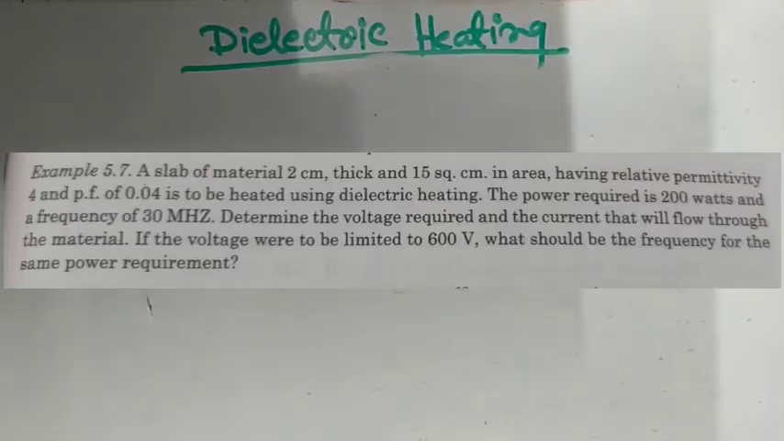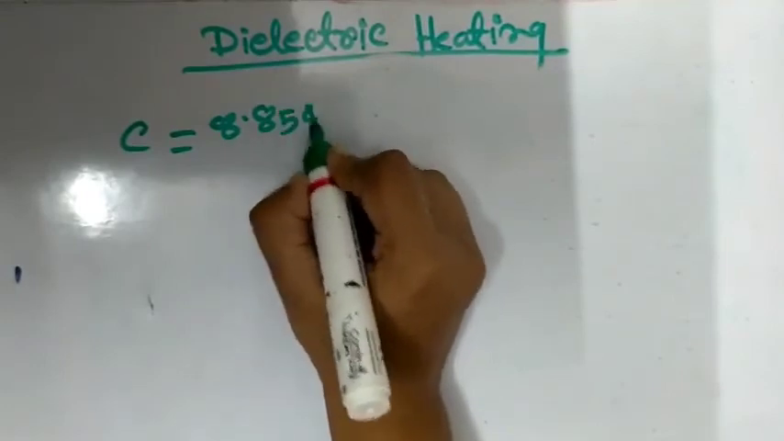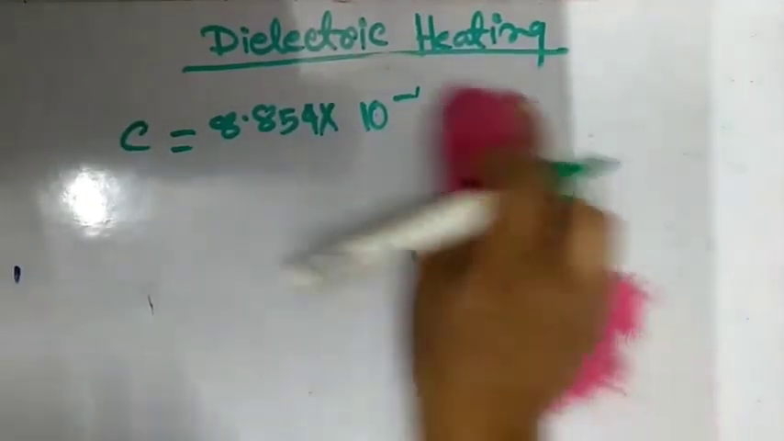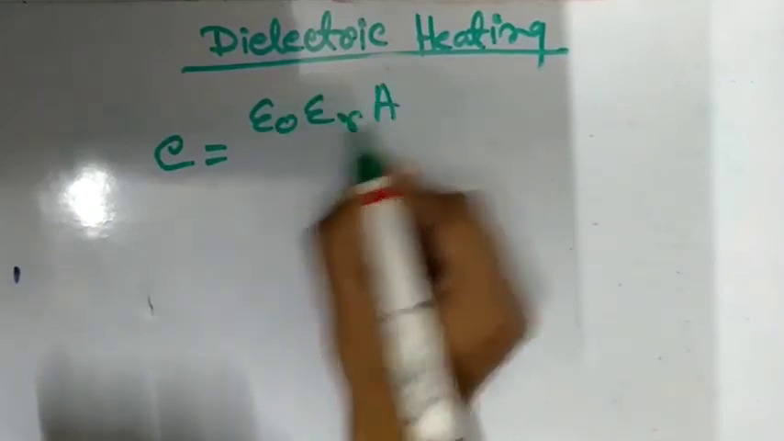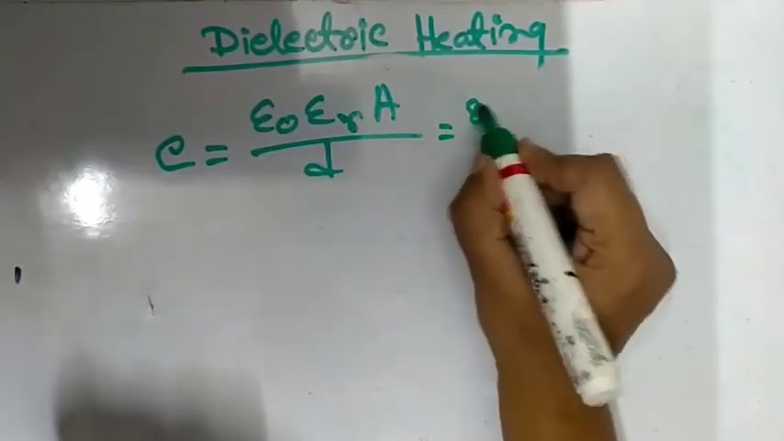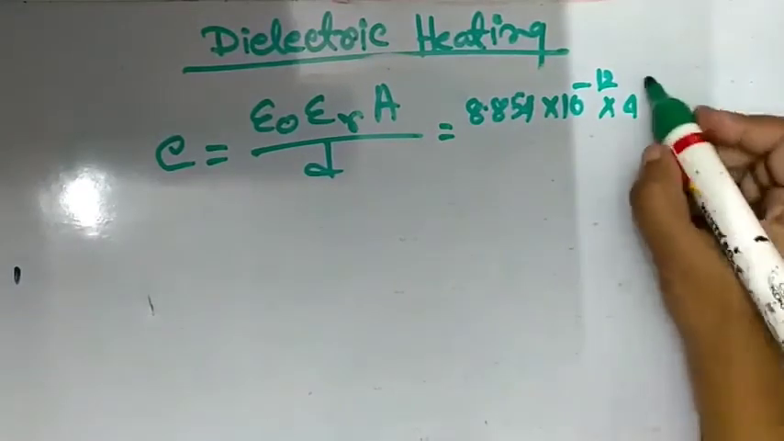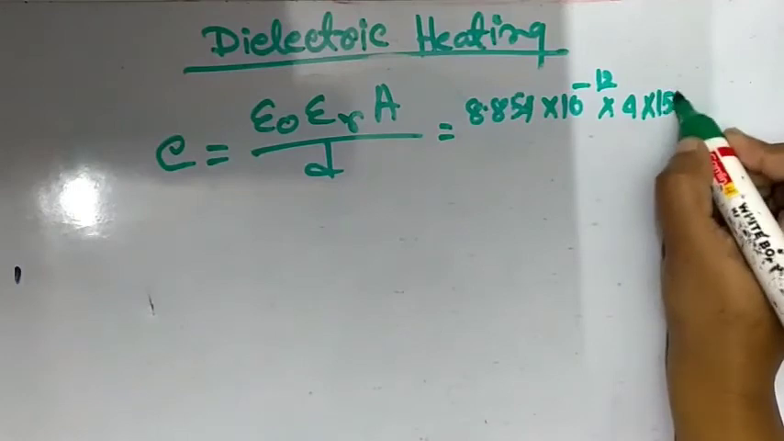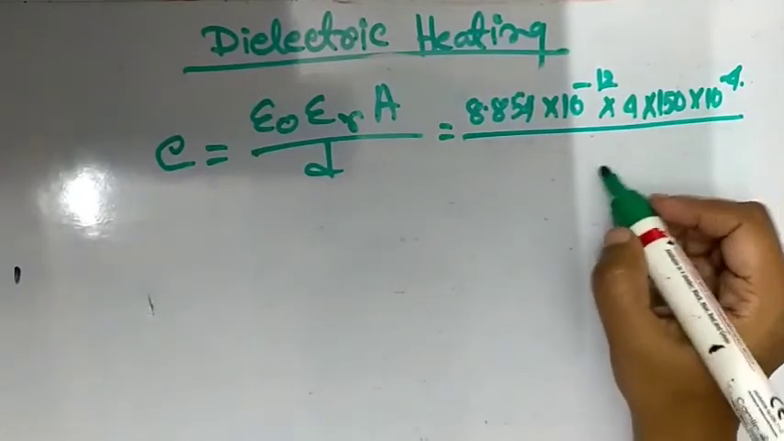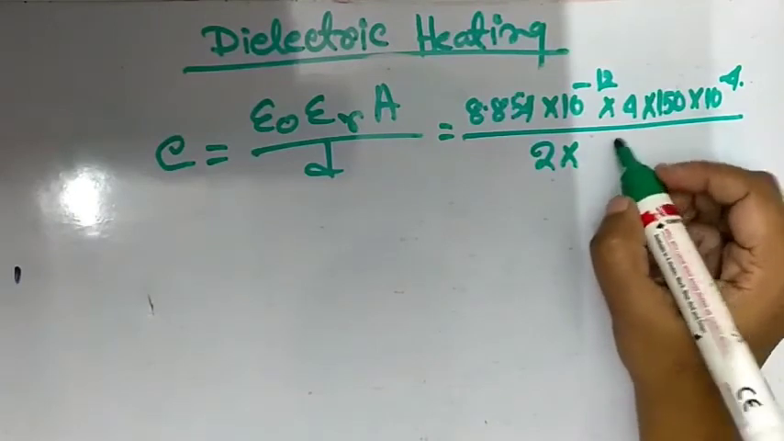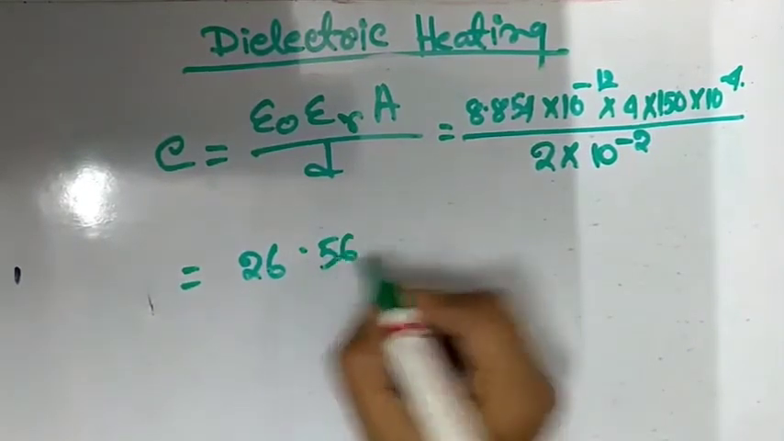Okay. So, capacitance C, the value of epsilon 0 is 8.854 into 10 to the power minus 12. At first I just write down the formula. C is equal to epsilon 0 epsilon r A by D. Now, the value of C is 8.854 into 10 to the power minus 12 into 4 into 150 into 10 to the power minus 4, because we have to convert it into square meter, and D is given 2 centimeter, so we convert it into meter. So, final expression is 26.56 picofarad.